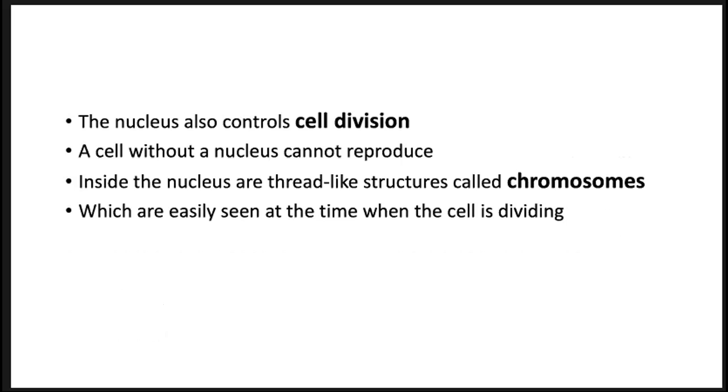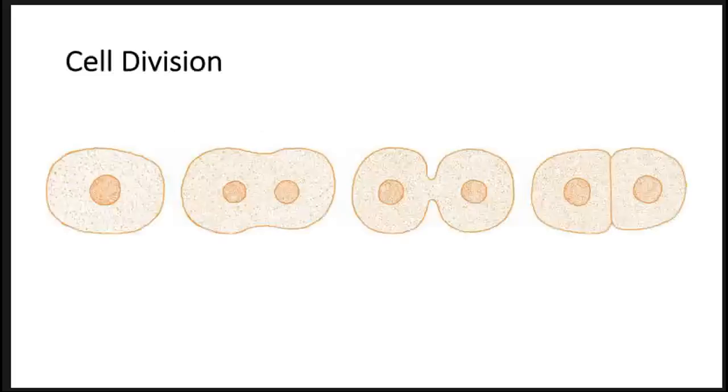The nucleus also controls cell division. That is, a cell without a nucleus cannot reproduce or replicate. Inside the nucleus, there are thread-like structures called chromosomes, which are easily seen at the time when the cell is dividing, because the chromosomes condense and coil up, so they are easy to visualize. And we have been saying that a cell is able to replicate independently.